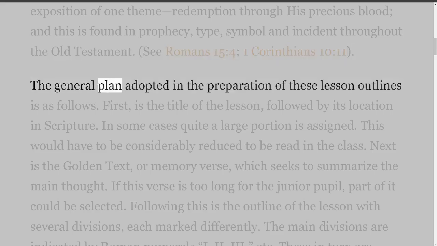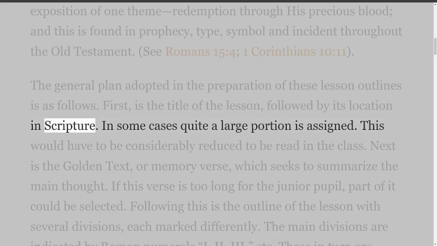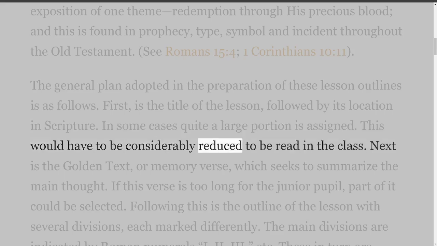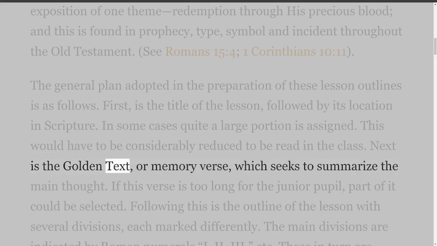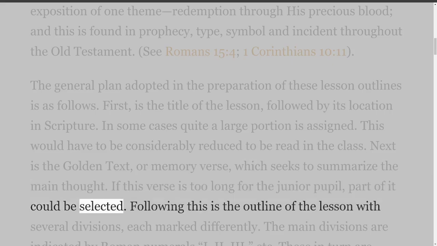The general plan adopted in the preparation of these lesson outlines is as follows. First, is the title of the lesson, followed by its location in Scripture. In some cases, quite a large portion is assigned. This would have to be considerably reduced to be read in the class. Next is the golden text, or memory verse, which seeks to summarize the main thought. If this verse is too long for the junior pupil, part of it could be selected.